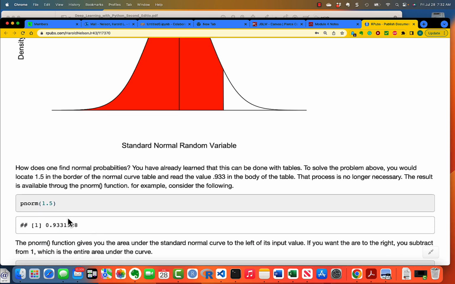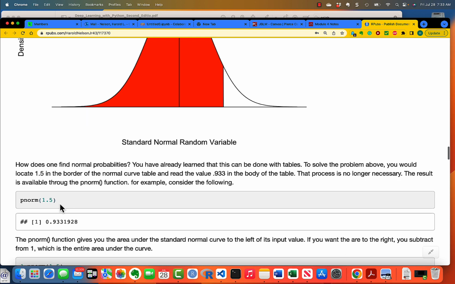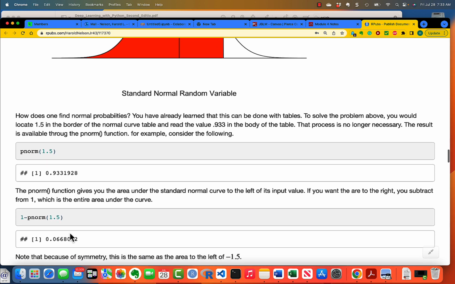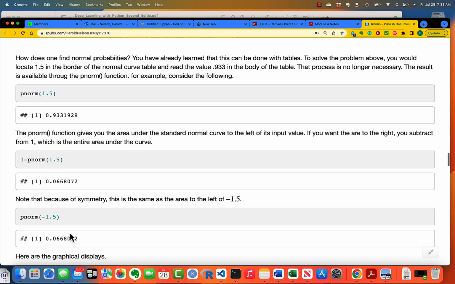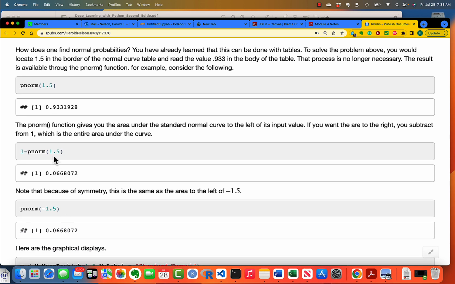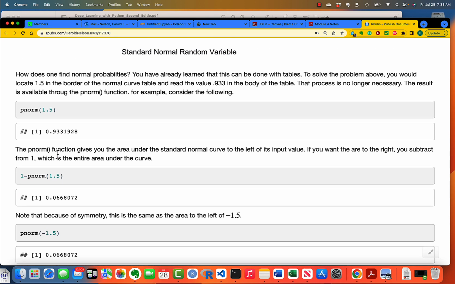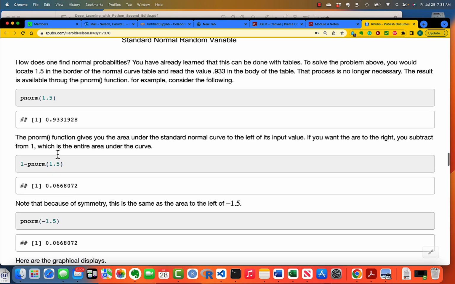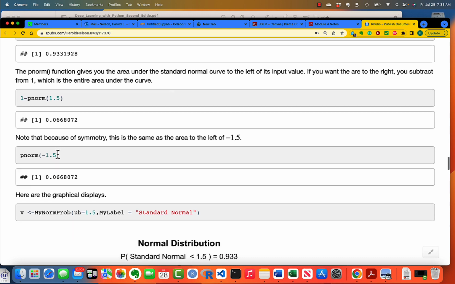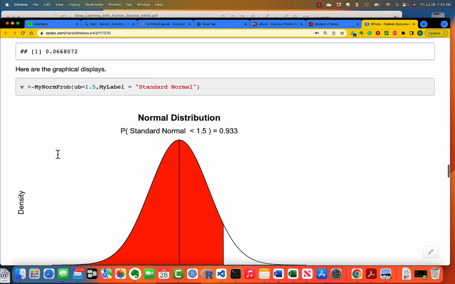Basically, you could get the same number just by running the simple pnorm function, pnorm 1.5, and that gives you about 93%. And if you want the area to the right instead of to the left, you take 1 minus pnorm of 1.5, because the entire area from negative infinity to positive infinity is going to be 1. Okay?